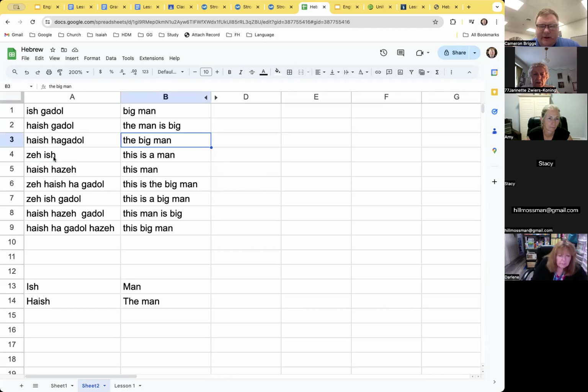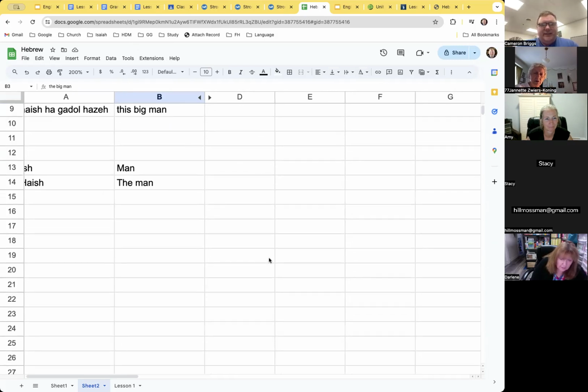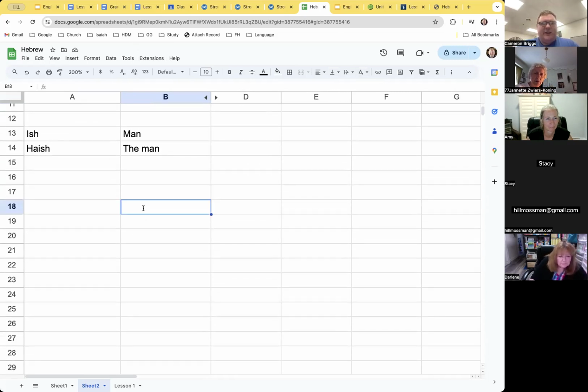So has anyone ever diagrammed sentences before in English? It's kind of a foreign concept to most of us, unless you've taken AP English or something. But I think that just a quick little view of that might be helpful. So let's take a look at how we would diagram sentences really quick. So we have a subject and a predicate.